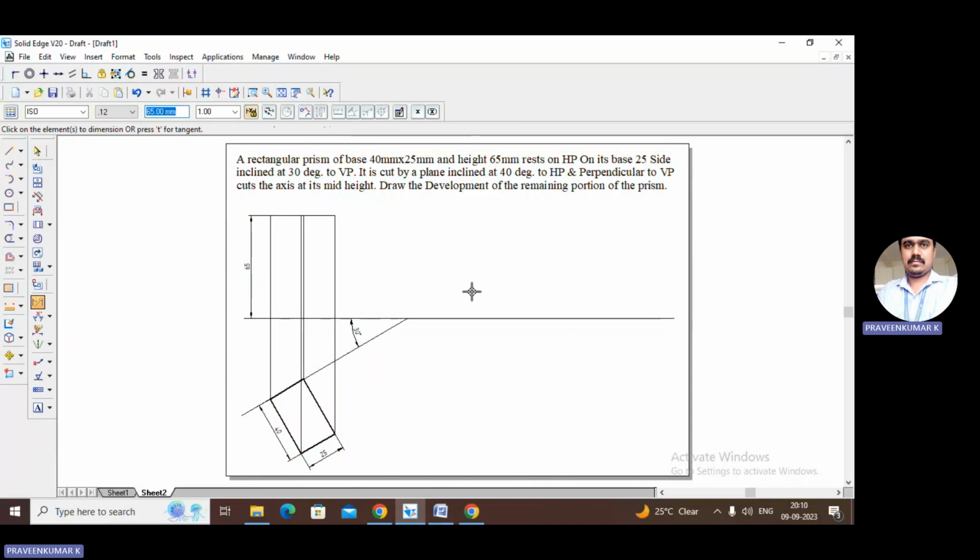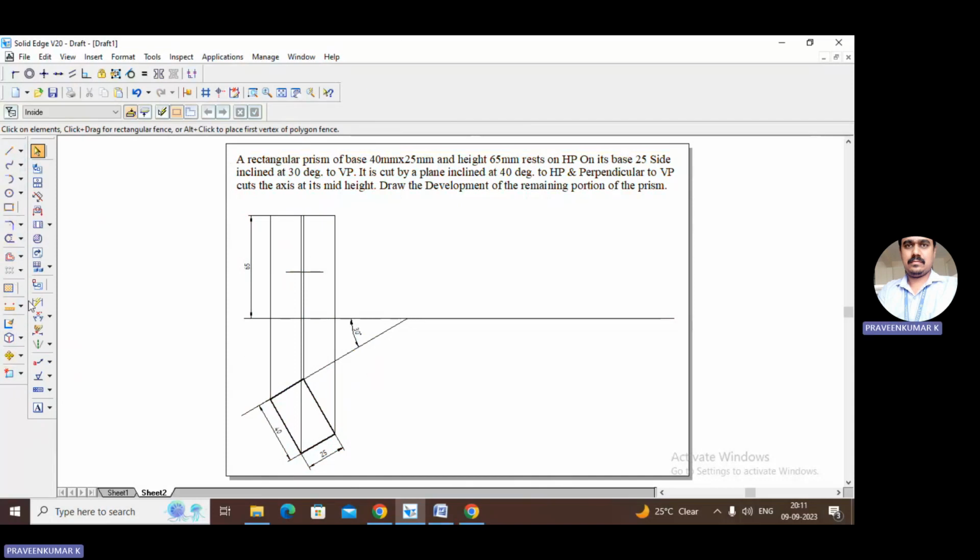Now we need to mark the cutting plane. The cutting plane is inclined at an angle of 40 degree to HP, and it cuts the axis at its midpoint. Now how to find midpoint? 65 by 2 will be the midpoint. So we need to draw one reference line. I'm drawing one reference line, and it should be located exactly at the middle of 65.